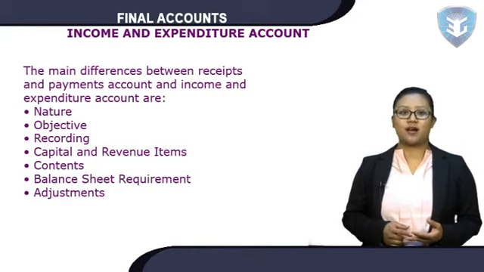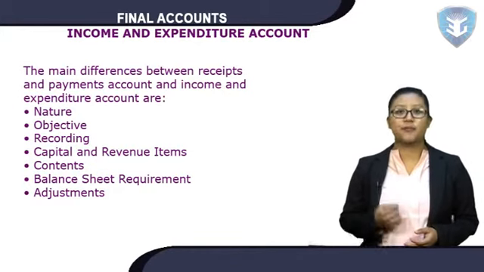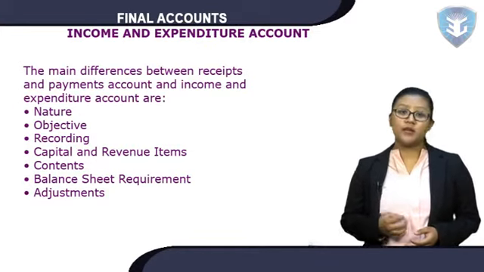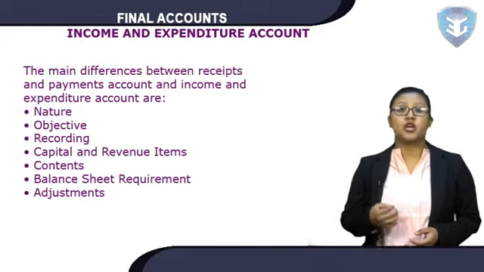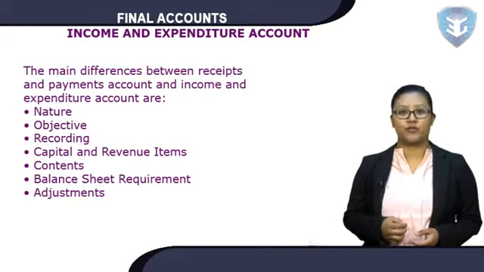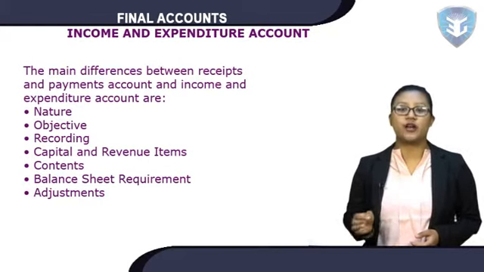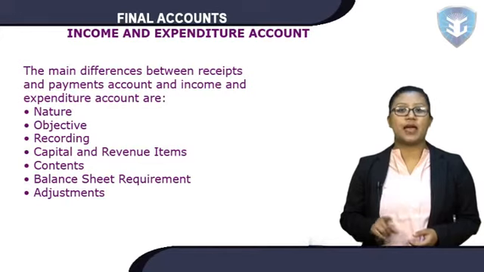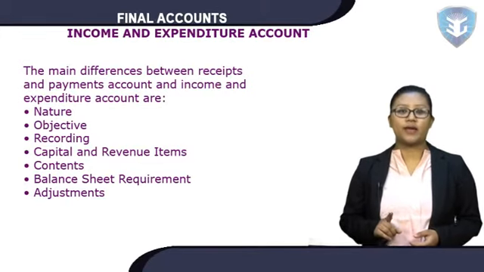Objective. Receipts and payments account is prepared to show cash and bank receipts and payments during the period to derive the closing balance of cash and bank. Income and expenditure account is prepared to show the net result of the operation during the period to derive surplus or deficit. Recording. All cash and cheque receipts are recorded on the debit side of the receipts and payments account, whereas all cash and bank payments are recorded on the credit side.